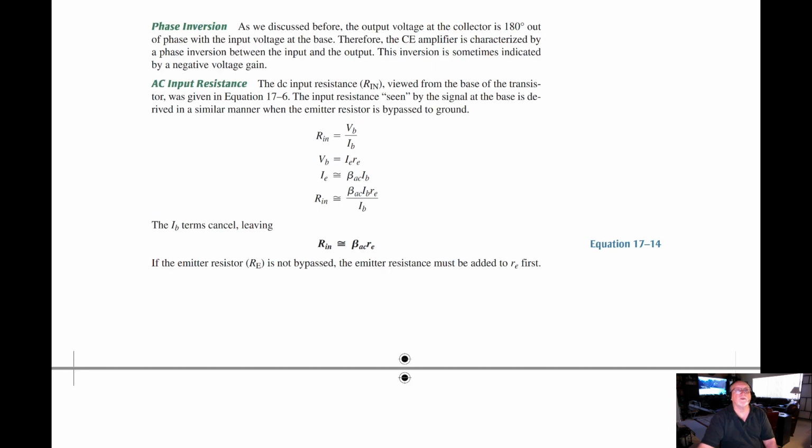So when we come back, we'll take a look at phase inversion and the AC input resistance.